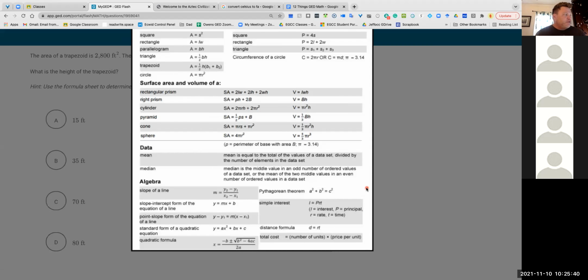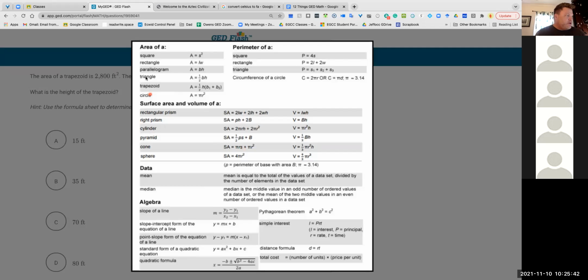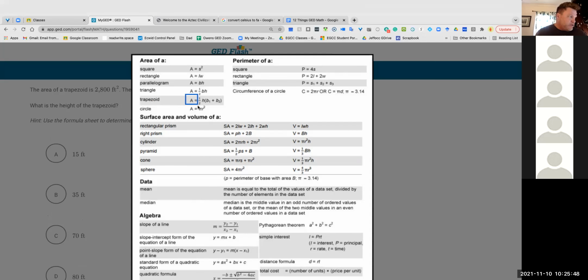They say formula sheet, and the formula sheet is helpful, but we still want to know the formula sheet well. So area of a trapezoid, right here, is the most complicated one. It is area equals 1/2 h times b1 plus b2. So I'm going to write that out. Area equals 1/2 h (b1 + b2).